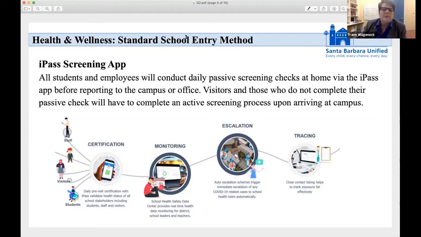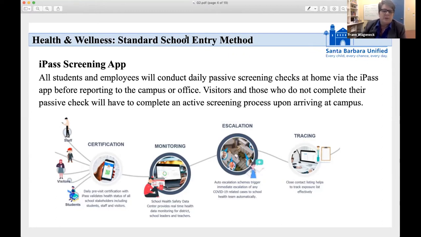The way the iPass screening app works is that folks will use their phones or their computers to respond to screening questions every morning. And so, for example, Ms. Capps, as a parent in our district, you'll get a notification every morning asking questions about your child's health and asking safety questions. So this obviously is once we are out of distance learning and back into a hybrid or full return mode.